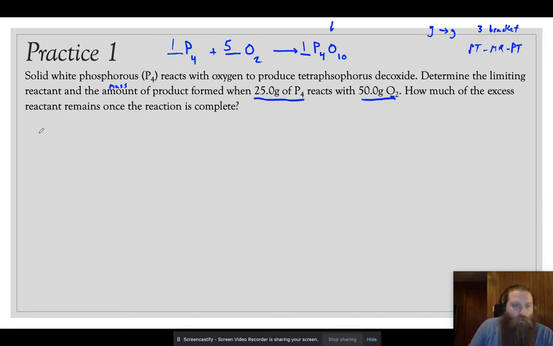So we can set that up. 25.0 grams of P4.